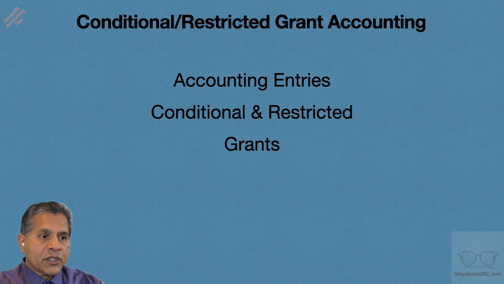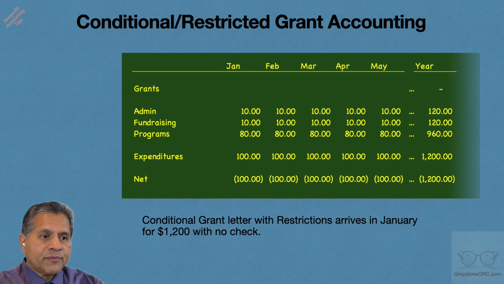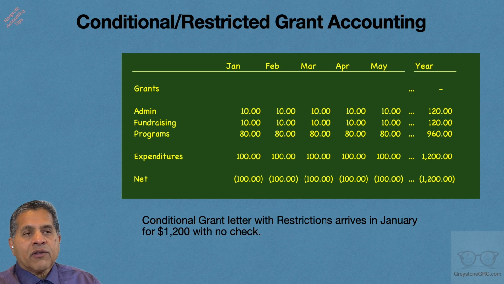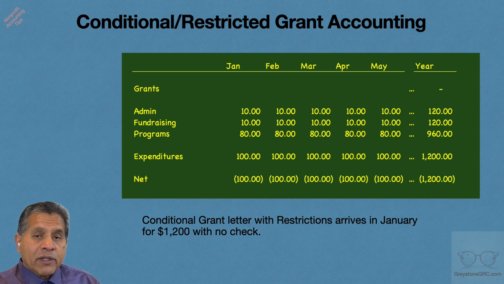So what are the accounting entries associated with these conditional and restricted grants? Well, you receive in January a conditional grant with restrictions. And it says they'll give you $1,200, but there's no check with this. Now think about that and say, what's the condition? The condition might be that you need to serve 600 meals in a month. And when you meet that condition of having served 600 meals in a month, the grant condition is met. However, there's a restriction. When you've met that condition, these monies can only be used for actual, let's say, food content. It can't be used for labor or space rental or adjunct items. It's only for direct food products.